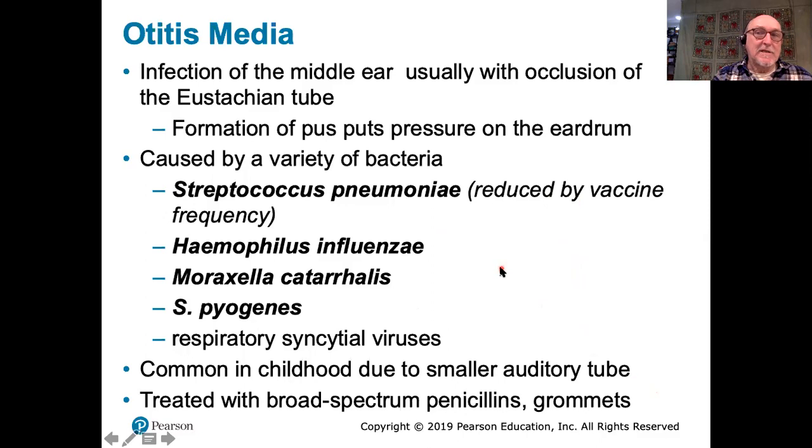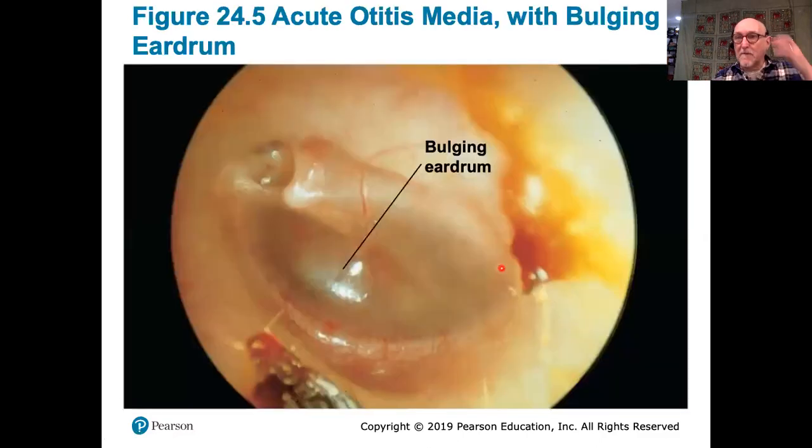If the inflammation doesn't go down quickly, or if it's so repeated that the child can't clear it, this is the sort of thing you see. This is the tympanum here. This is looking down the outer ear canal. Here's the tympanum, and the poor little thing, this bulging eardrum looking like it's ready to burst, which it can do under extreme cases.